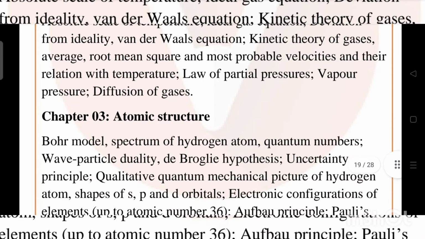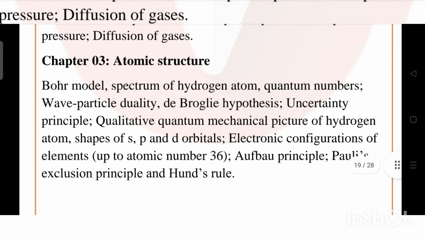Chapter number 3 is atomic structure. What will we learn in atomic structure? In this chapter, we will learn about Bohr's model, spectrum of hydrogen atom, quantum numbers, wave-particle duality, de Broglie's hypothesis, uncertainty principle, qualitative quantum mechanical picture of hydrogen atom, shapes of s, p and d orbitals, electronic configuration of elements up to atomic number 36 only. Then the Aufbau principle, Pauli exclusion principle and Hund's rule.